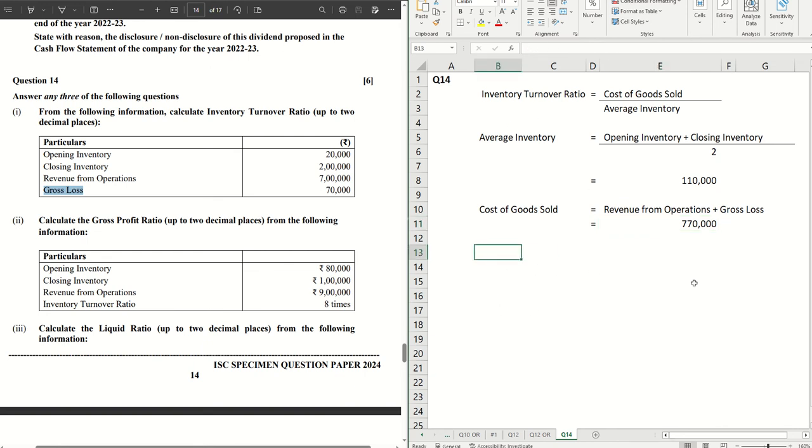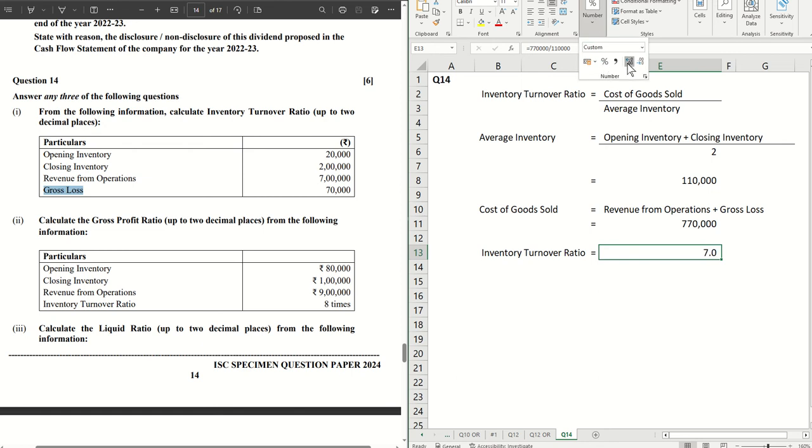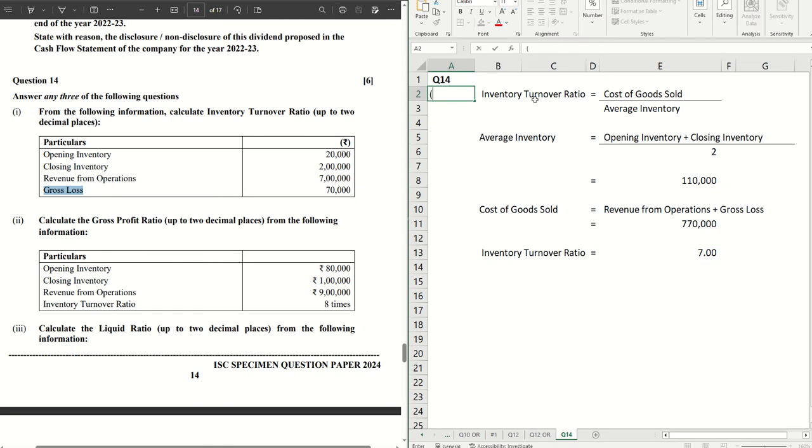So in that case, our inventory turnover ratio becomes cost of goods sold, which is 7 lakh 70,000, which we just calculated, divided by average inventory, which is 1 lakh 10,000. So 7 is our answer, which is the answer for inventory turnover ratio, Roman 1, that we have done here. Okay, let's move on to Roman 2.